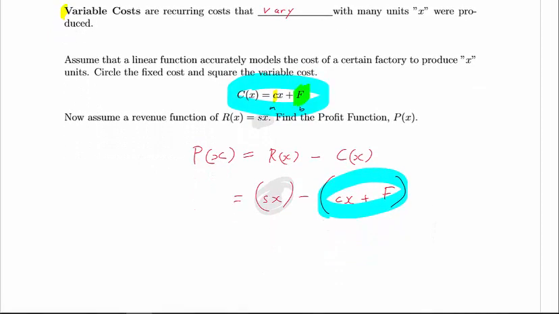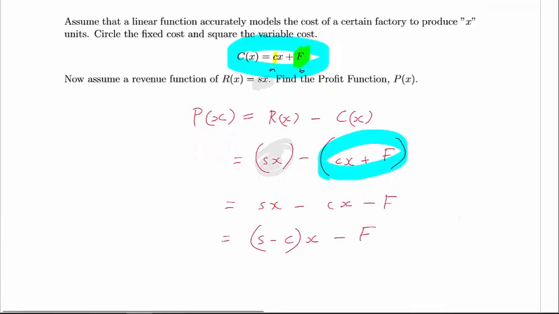Alright, so go ahead and clean this up a little bit. So s times x, distribute this negative to both terms. And we're going to go ahead and group these two together so that you have (s minus c), quantity, multiplied by (x minus f).